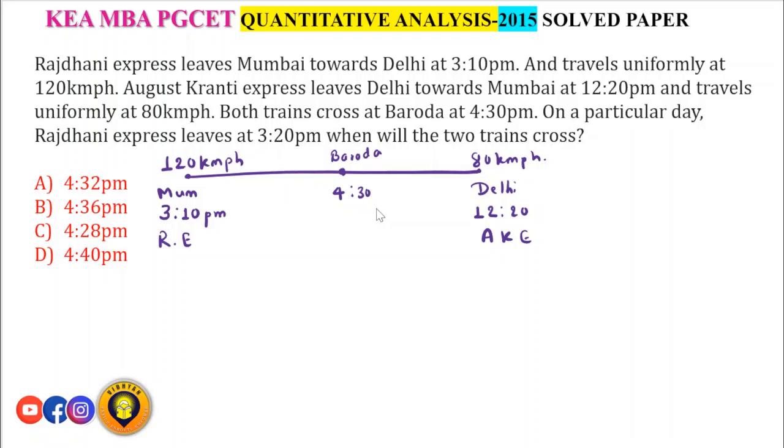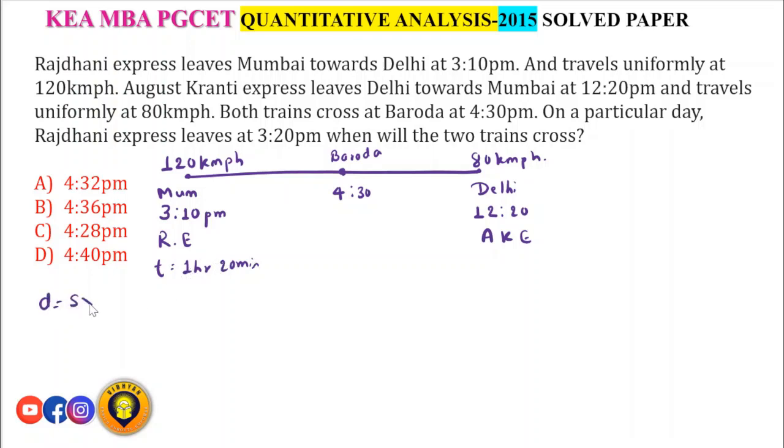So first let us understand how to solve this kind of a problem. Now, see, Rajdhani Express is leaving at 3:10 p.m. and it is meeting August Kranti Express at 4:30 p.m. Before it met August Kranti Express, for how much time did Rajdhani Express travel? So it left at 3:10, it met at 4:30. So 3:10 to 4:30, the time it traveled here is 1 hour 20 minutes. Correct?